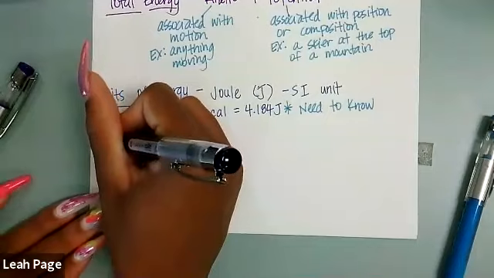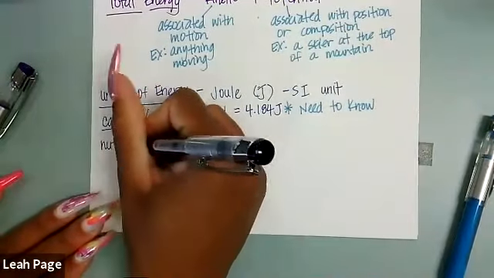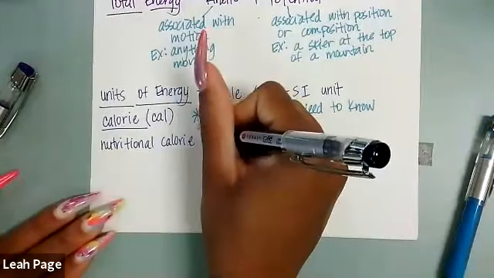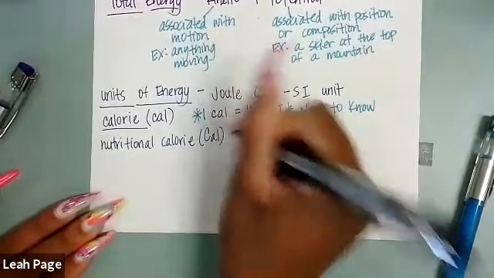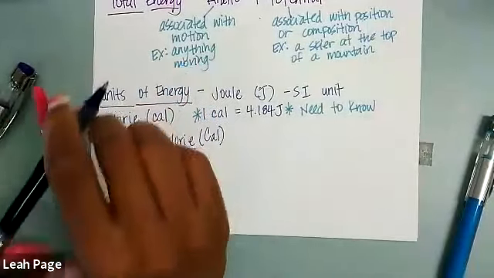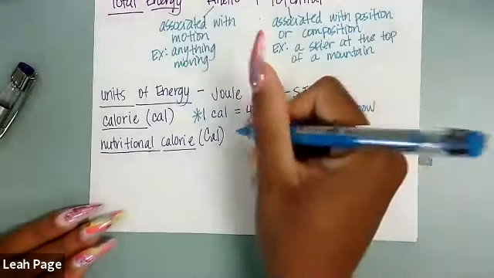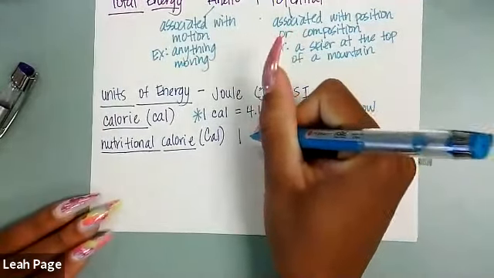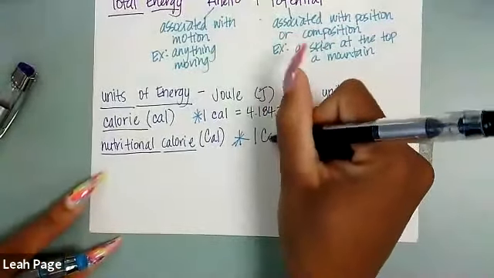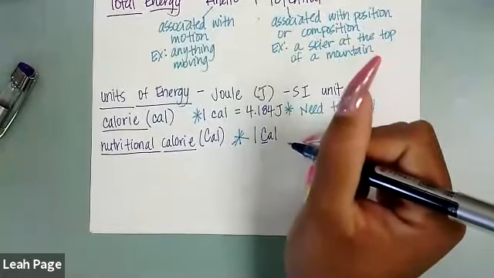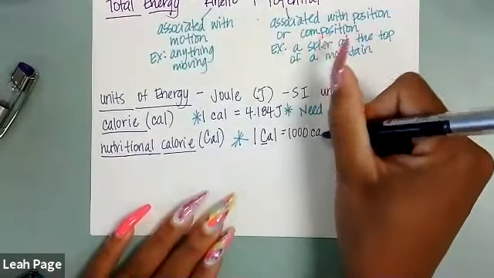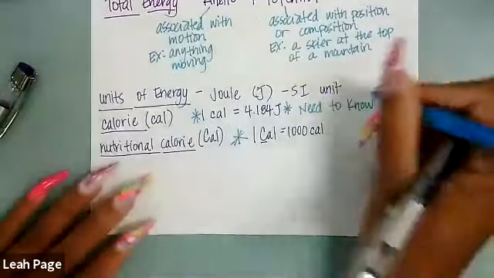Another type is the nutritional calorie. We abbreviate that with the uppercase C. And we say that, here I'll put a star by it, 1 uppercase C calorie, 1 nutritional calorie is equal to 1,000 little calories. We need to know that as well.